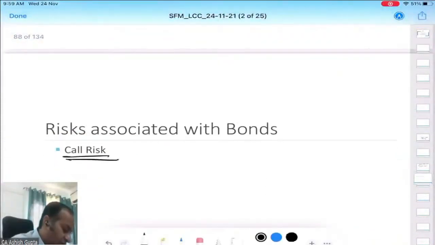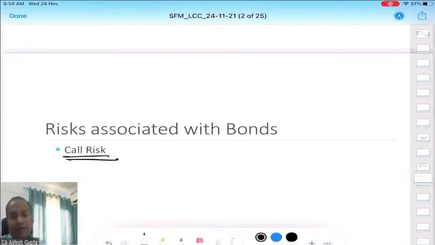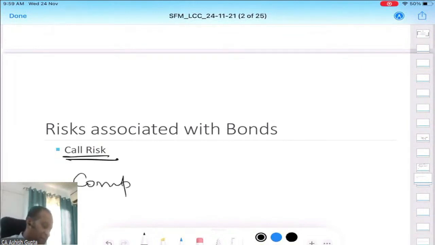Next risk is call risk. As I told you, there are some callable bonds which can be called by a company. So of course, you cannot plan your investment, and there it has a risk. A company can call the money, can redeem the bonds as per their choice.